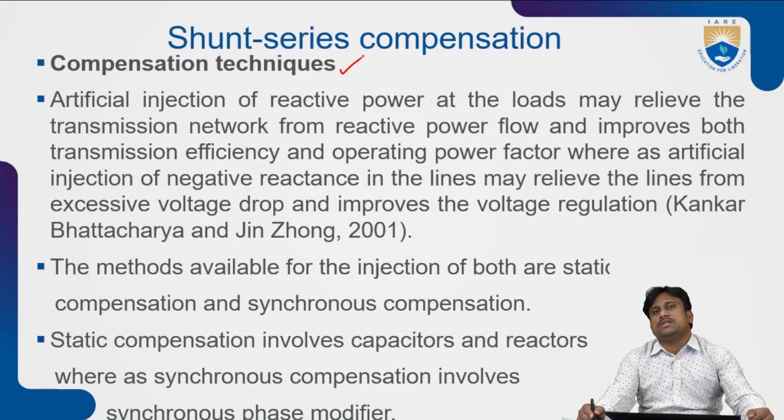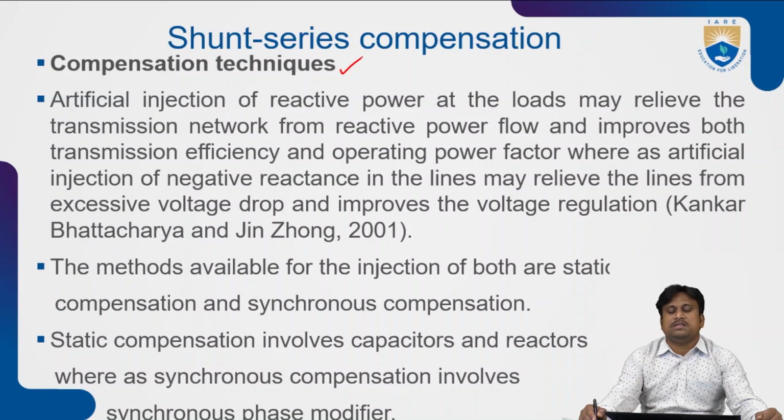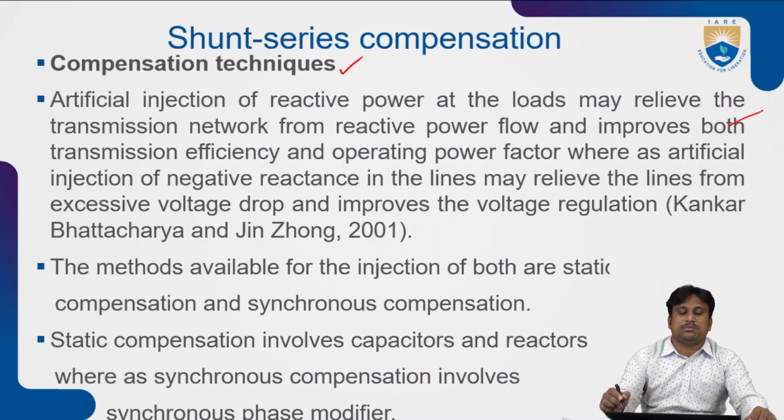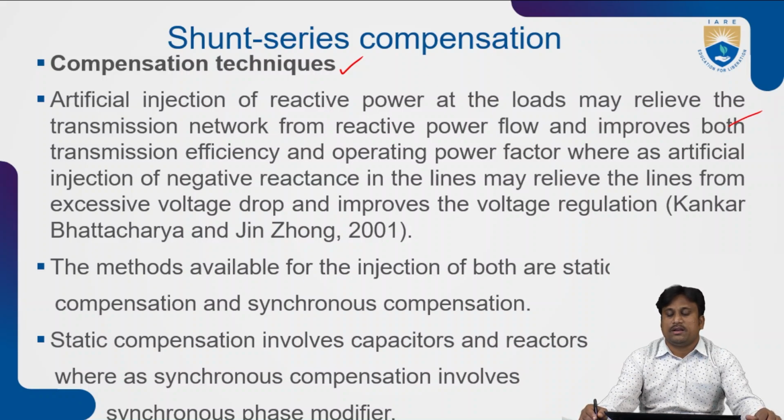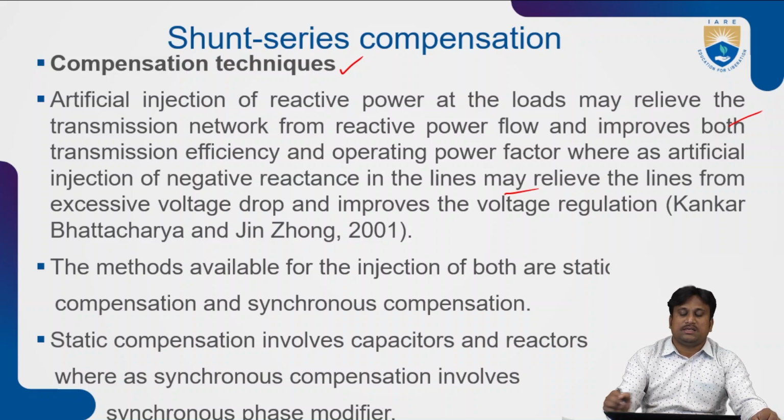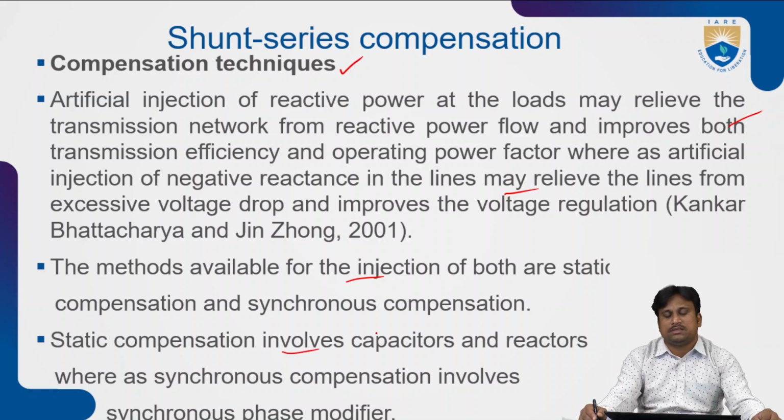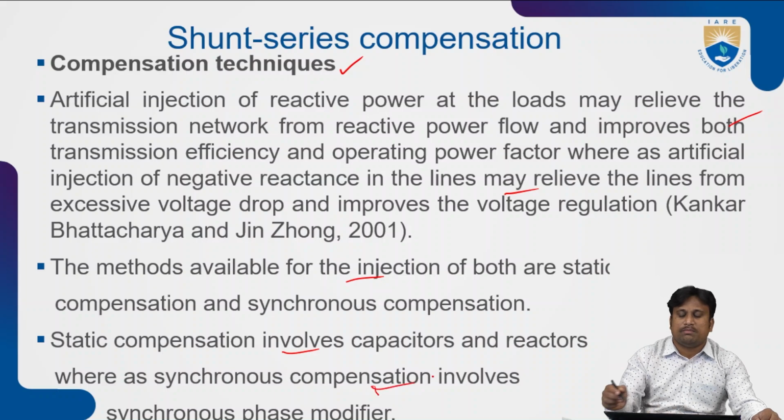So here, one of the compensation strategies developed is the artificial injection of reactive power at various loads, which relieves the transmission network from the reactive power flow condition. It also improves both the transmission efficiency and the operating power factor, whereas artificial injection of negative reactance in the lines relieves them from excessive voltage drop, and it also improves the voltage regulation of the system. These methods are available for injection as static compensation and synchronous compensation. Static compensation involves capacitors and reactors, whereas synchronous compensation involves synchronous phase modifiers.